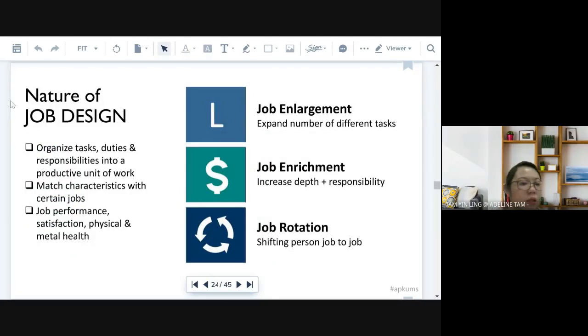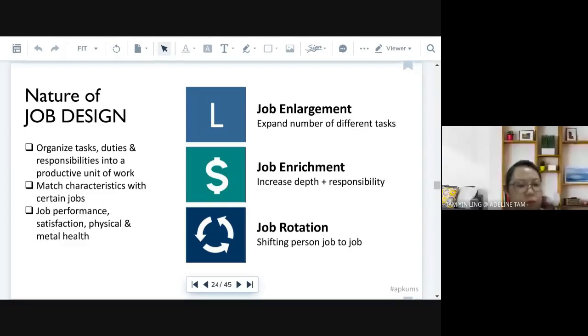Okay, so in designing of jobs, this is in more detail. Just now I already mentioned, we design the jobs. So when we design the jobs, we organize the tasks, duties, and responsibility into a productive unit of work. So we decide what the things are in detail. We will write it down, for example, what are the things that the secretary, setiausaha, needs to do? So we will write it down clearly. Prepare minutes, writing letters, prepare this and prepare that. So that is organizing the task and responsibility.